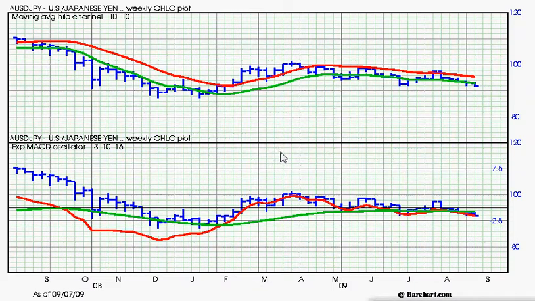Okay, we're going to look at a few more currency pairs. We're looking at the USD JPY on the weekly time frame, and the 10-10 bands are pointing down. The yen is just getting ready to break to a new low here for this swing down, and right now we just have to be bearish this market unless things change. The MACD is on a sell signal, so the picture looks bearish for the USD JPY right now.